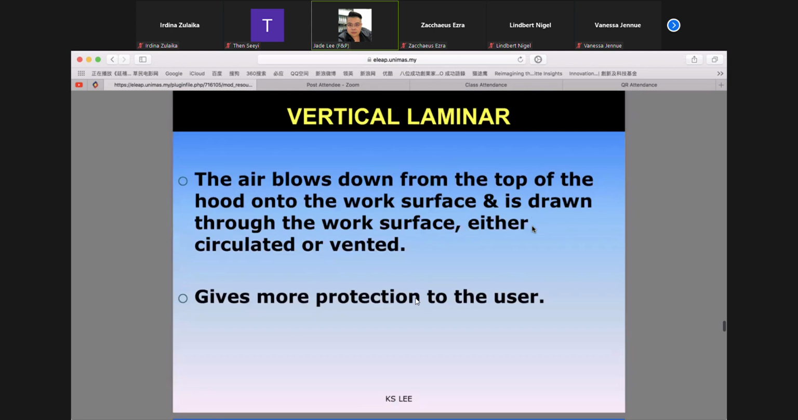For the vertical laminar flow hood, the air blows down from the top of the hood onto the work surface, and then it's drawn through the surface, either circulated or vented. So you can see the vertical laminar flow hood is circulated, but the horizontal laminar flow hood is not. That's why the vertical laminar flow hood gives more protection to the user, and of course the price is slightly higher.